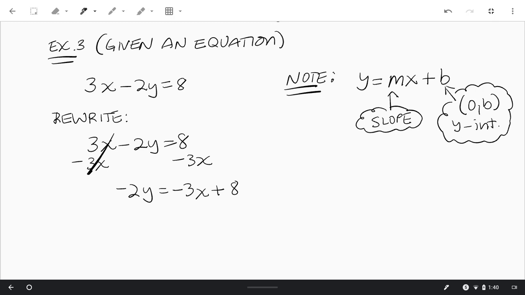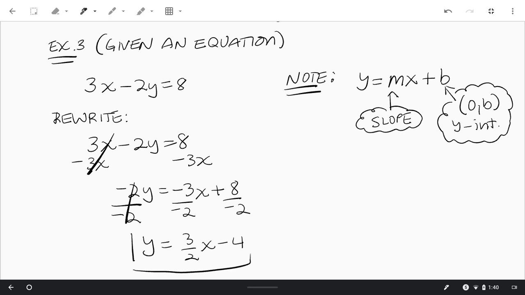We don't quite have it solved for y just yet, so we still need to divide both sides by negative 2. So there, and there. Now we get the y by itself, and this double negative right here becomes positive 3/2 x minus 4. So when it's written in this form, we can tell quite a bit about this equation. We know that the slope is 3/2.